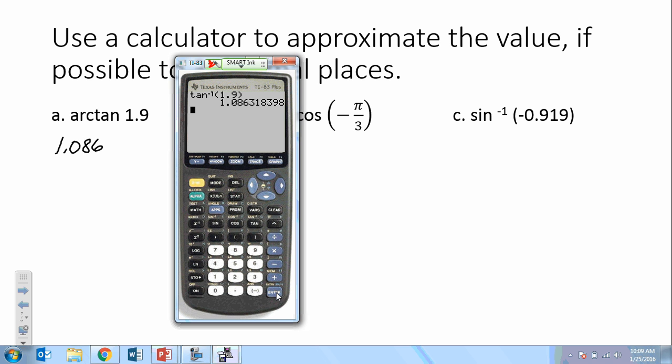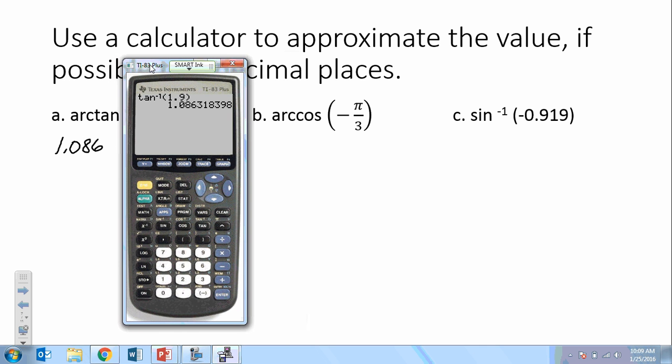All right, second example says to find the arc cosine of negative pi over 3. Okay, we could do this without a calculator, right? We should know this value, but let's find out for sure what it is. So negative pi over 3, we're going to use the second cosine, and then we're going to put a negative, use your negative sign, not minus, and then your pi is the shift of your caret key, divided by 3, close parentheses, and it gives us an error.